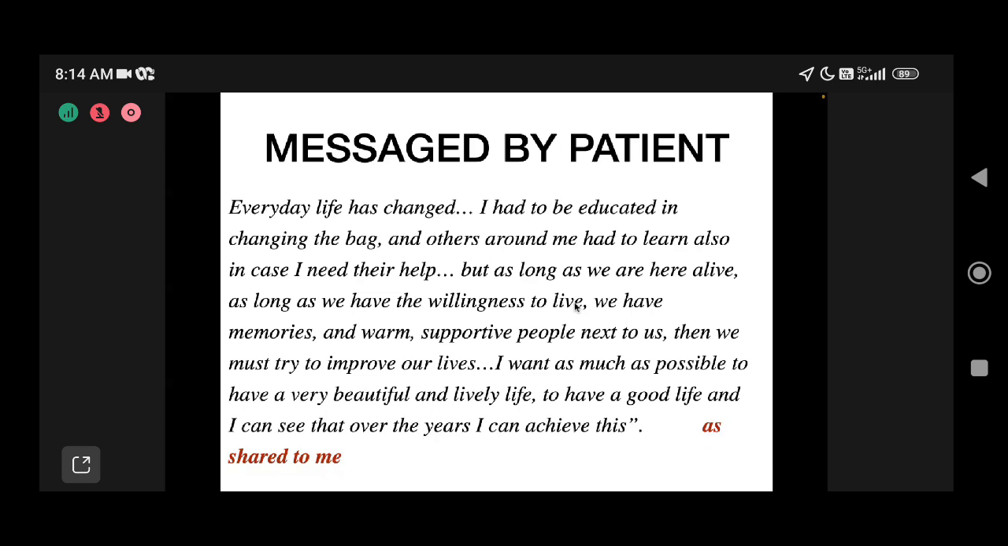I had to be educated in changing the bag. Others around me had to learn also in case I need the help. It is not on demand she's seeking the help, but whenever she's not able to manage, she needs some help. But as long as we are alive, as long as we have the willingness to live, we have memories, warm and supportive people next to us, then we must try to improve our lives. I want as much as possible to have a very beautiful and lively life, to have a good life, and I can see that over the years I can achieve this.